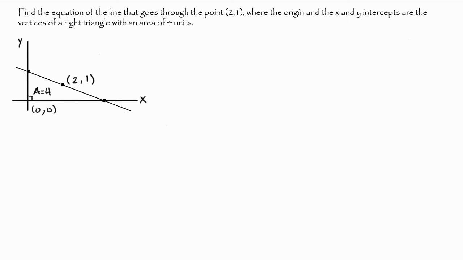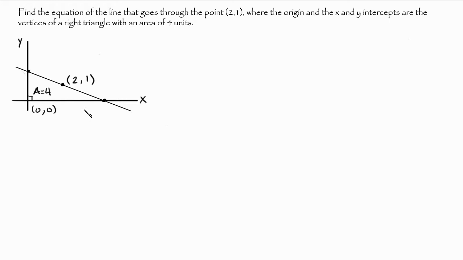And the complete question is: find the equation of the line that goes through the point (2, 1), where the origin, which is right here, (0, 0), and the x and y intercepts, here's the y-intercept, here's the x-intercept, are the vertices of a right triangle with an area of 4 units. Okay, so I pretty much have drawn out what the description has given me.